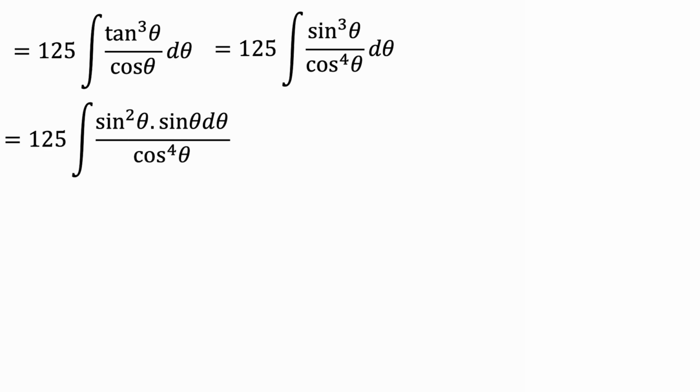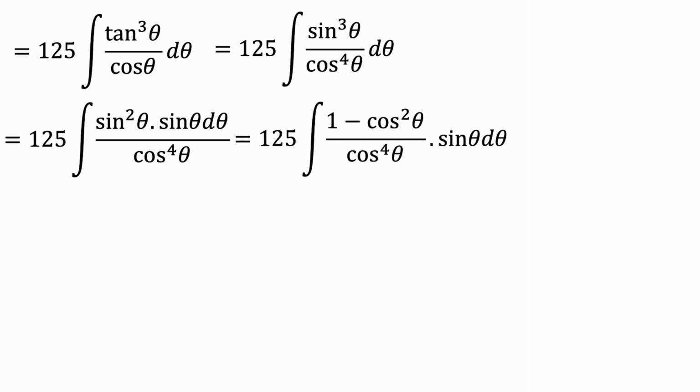As I explained in our previous lesson, the sine squared term in the numerator transforms into 1 minus cosine squared. Therefore, in place of the sine squared in the numerator, I've written 1 minus cosine squared. And then we place sine theta d theta at the very end of this expression. All of that, of course, is over cosine to the 4th power.